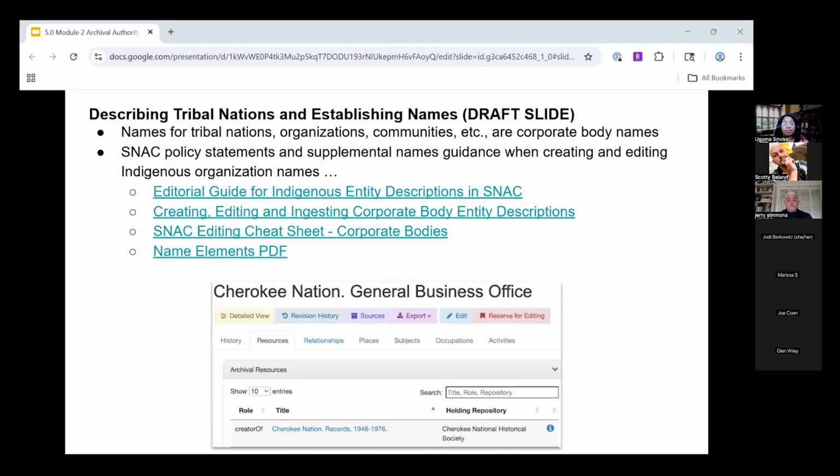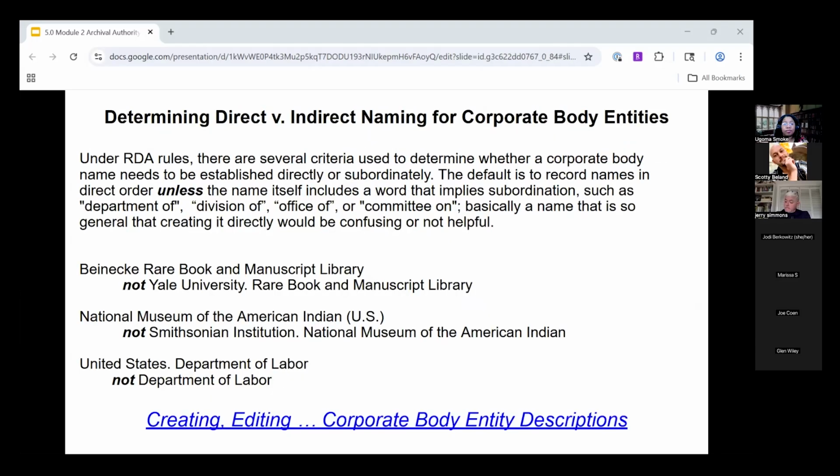Names for tribal nations, organizations, and communities are also corporate body names. Listed and linked from this slide are SNAC policy statements and supplemental guidance for working with Indigenous organization names. Now, this is a part of corporate body heading construction that can be very confusing.